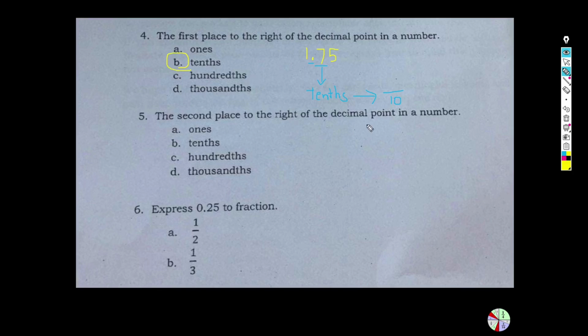The second place to the right of the decimal point in a number represents what? It represents hundredths, because it has 2 zeros. It will be like this. For example, 1/100. So it represents a decimal number like this. Two places represent 2 zeros. 1, 2. That is hundredths.